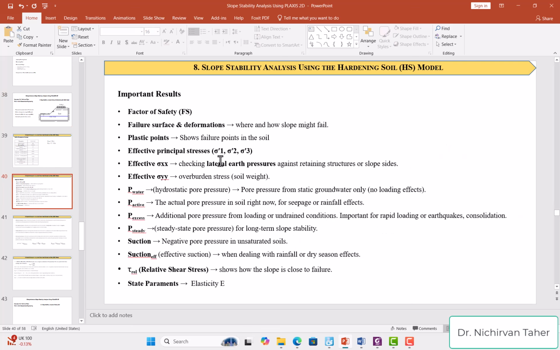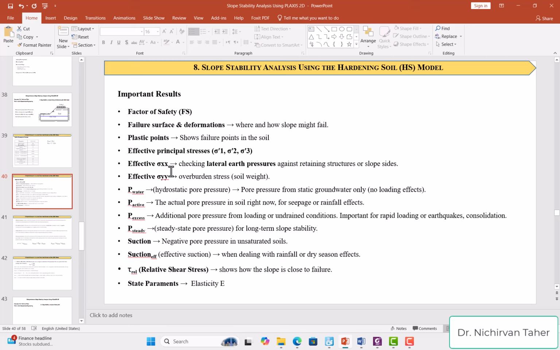Also, we will explain some of the important results in this tutorial, such as safety factor in Plaxis 2D. Also, we will talk about failure surface and deformation, where and how the slope might fail after running the safety analysis. Also, we will talk about what the plastic points are in Plaxis 2D. This is also very important, and it shows us a failure point in the soil.